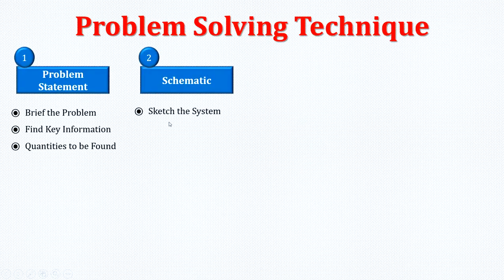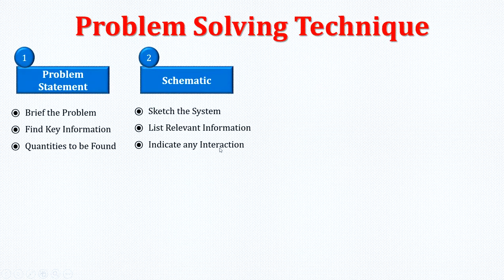In the schematic we have to draw the sketch, which is a basic representation of the problem. Then we can list relevant information which we have recorded in the problem statement, and that can be shown in the sketch. Then we can indicate interactions. If any energy interaction or mass interaction is taking place, we can mention that in the diagram. That is the schematic. Why is the schematic important? Because it will give us insight into the problem in a single view. That is step number 2.